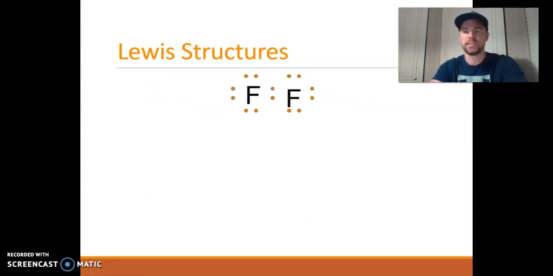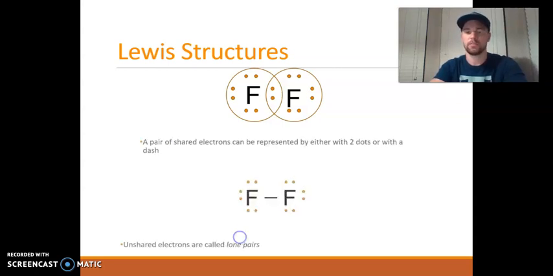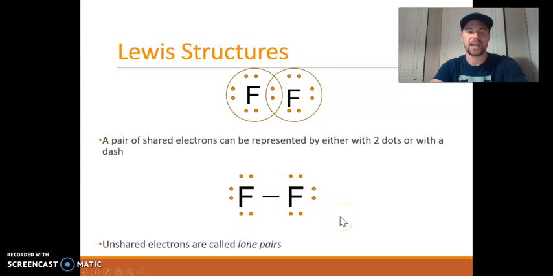As a result of these 2 atoms coming together, the 2 electrons in the middle would be shared. This makes both fluorines feel as if they have 8 valence electrons. Now there's an easier way that we can show that these 2 electrons in the middle are shared, and that's by drawing it as a dash. A pair of shared electrons can be represented by either 2 dots as we see at the top, or with a dash, which is going to be the most common way that we show it at the bottom.